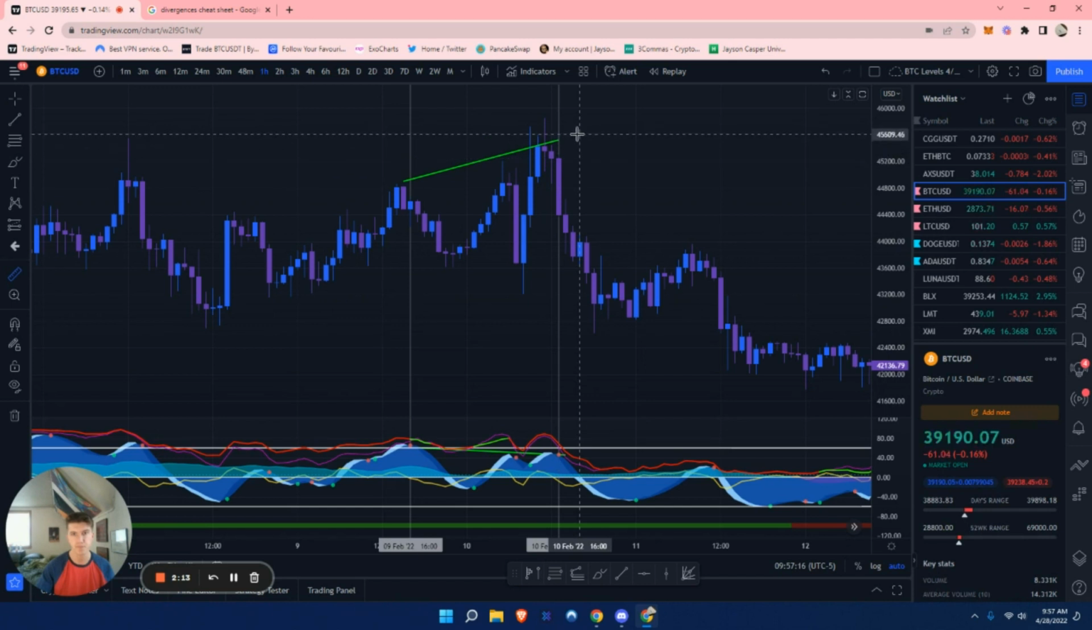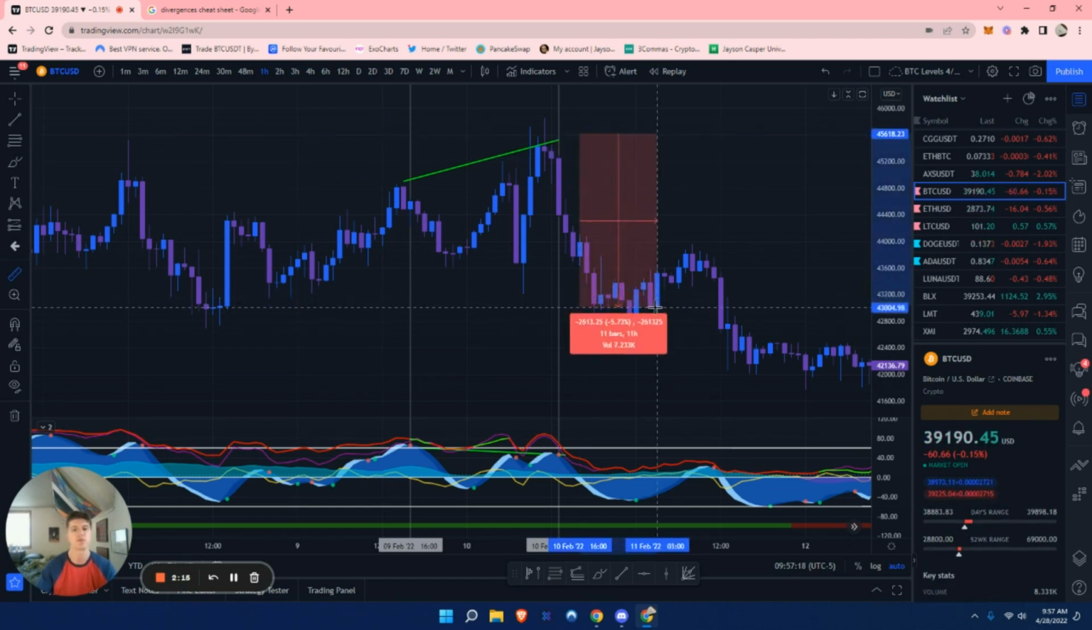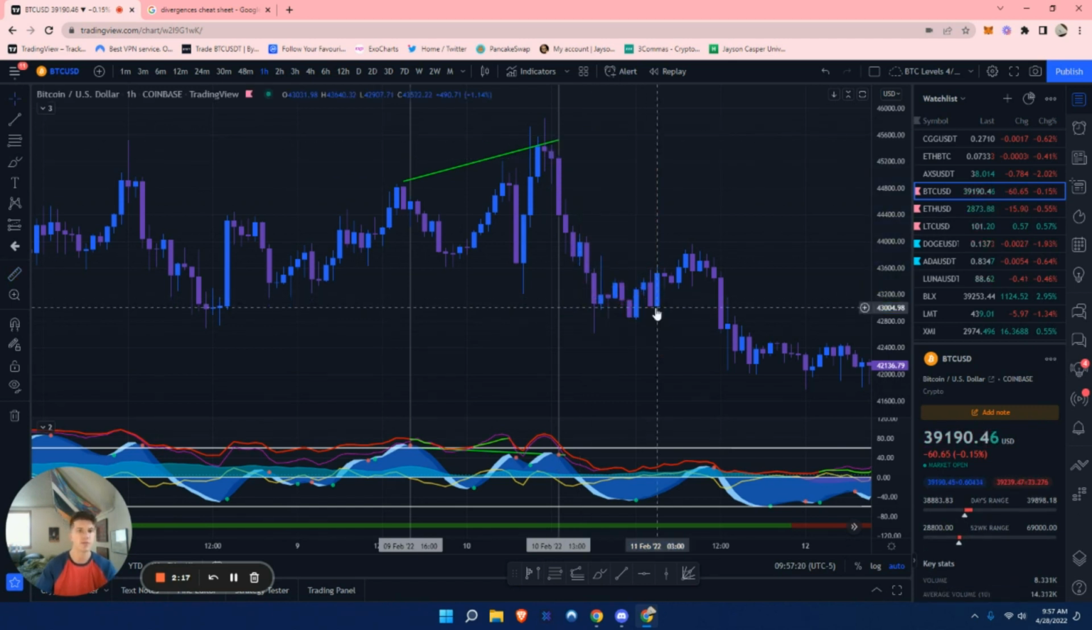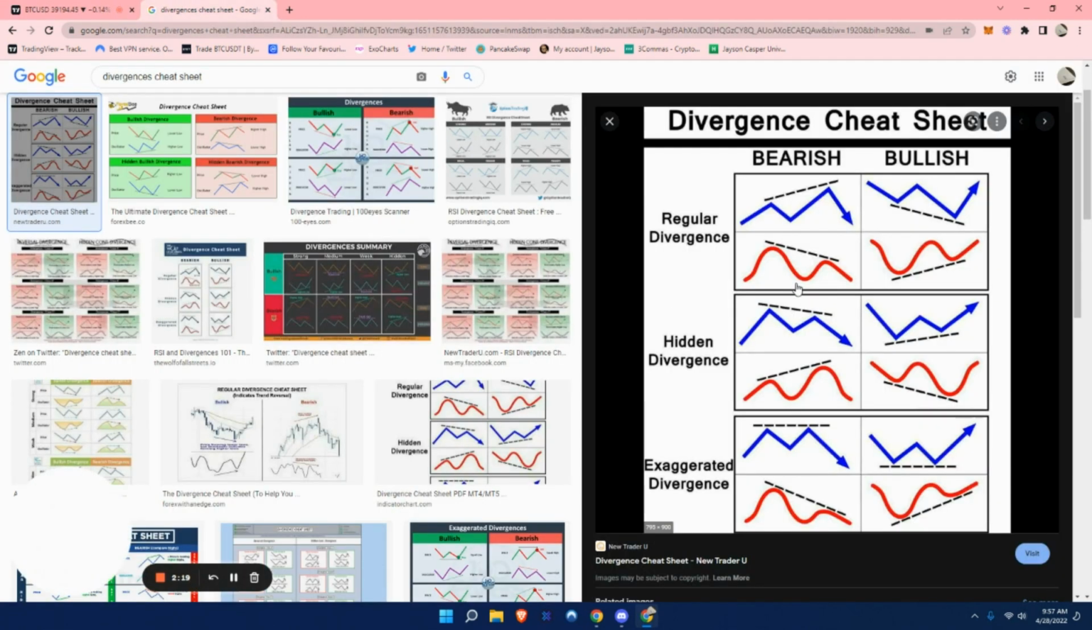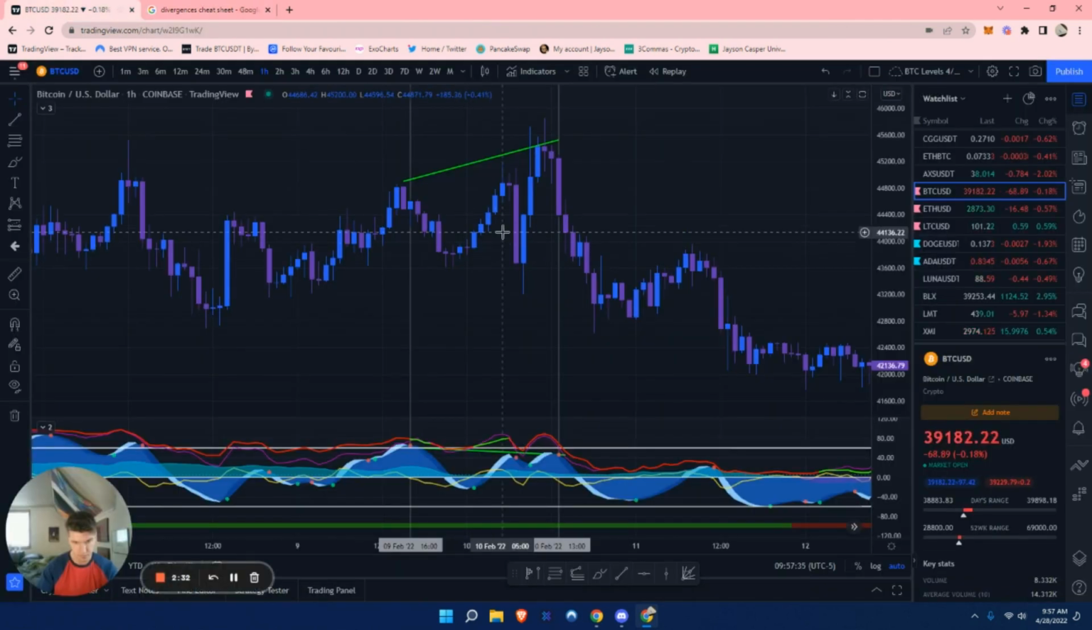And so indeed, if you were to enter the short here, nice 5.7% move. So this was a regular bearish divergence, where we have price making higher highs and the momentum indicator, Market Cipher B, making lower lows. So that was an example.